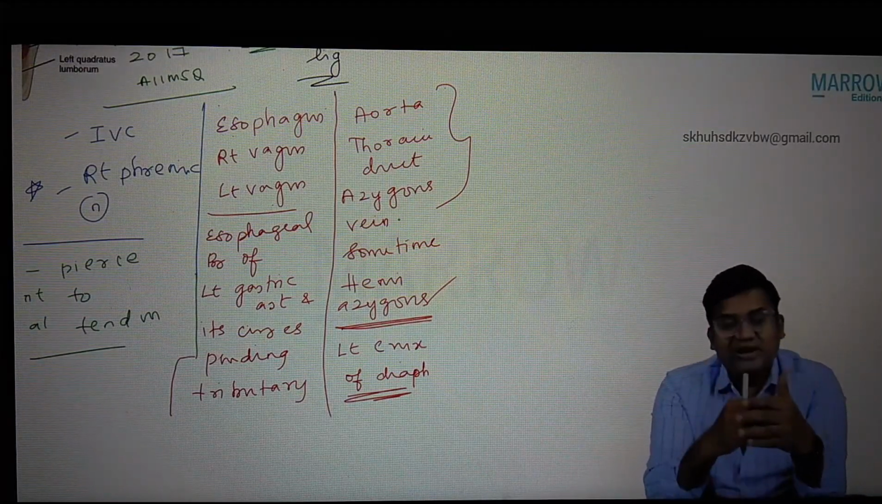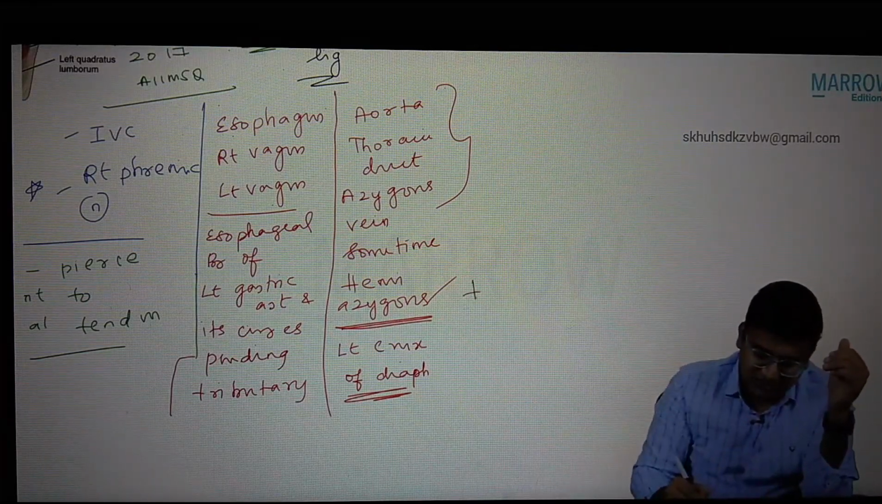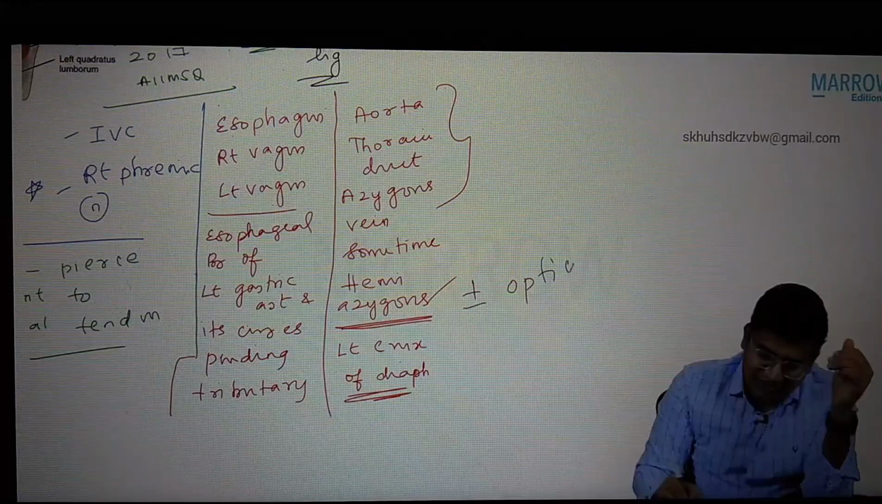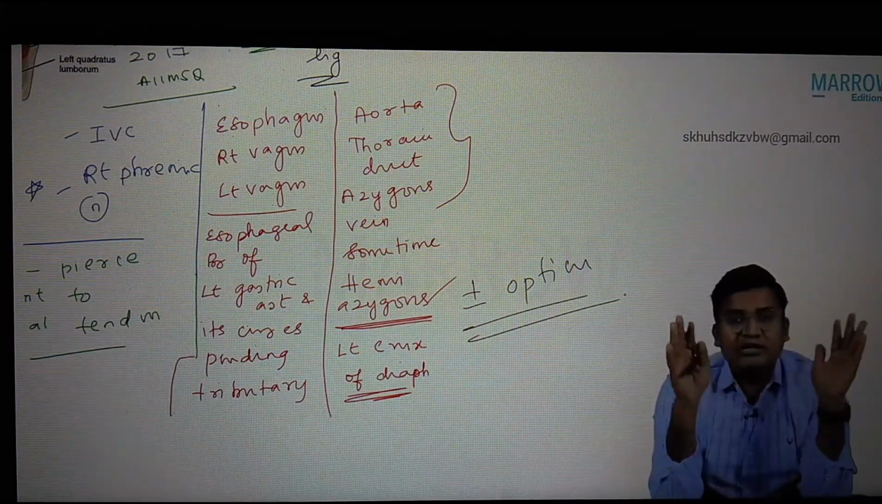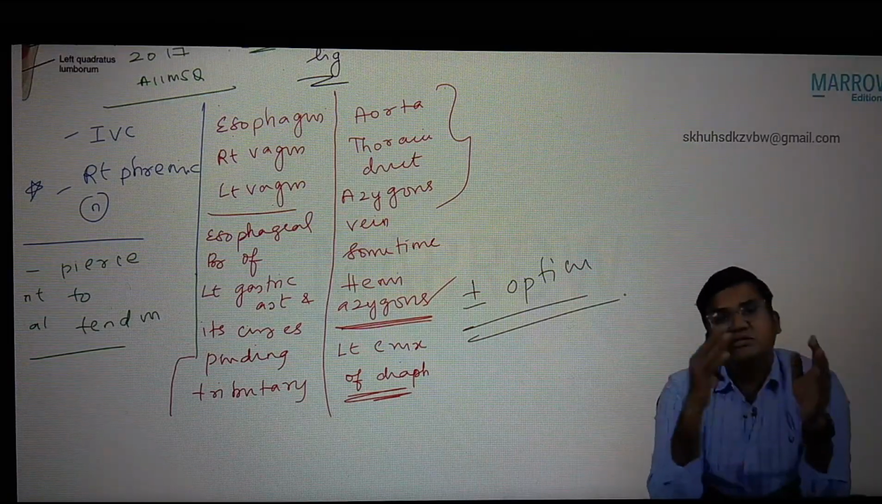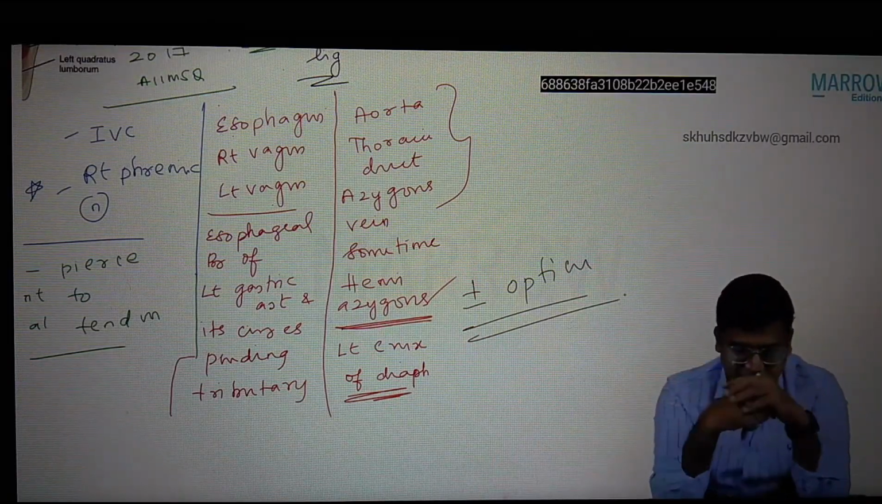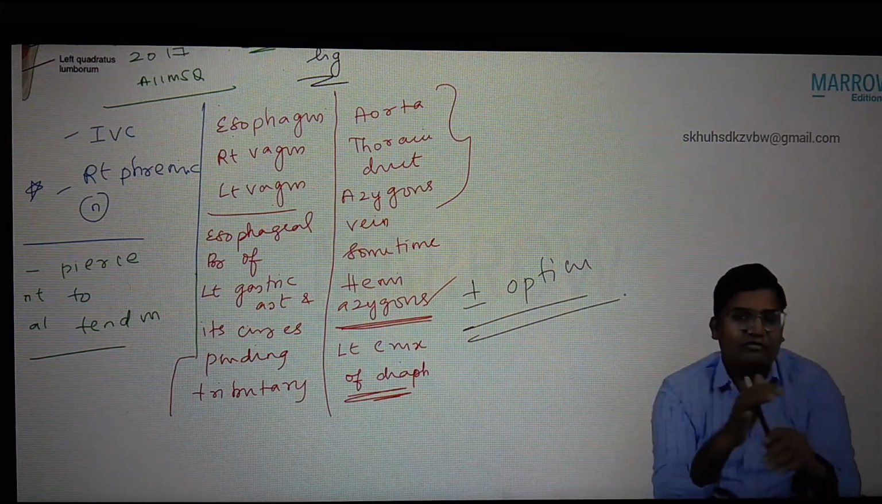So, keep the hemiazygos vein as a last option. Okay, as a plus or minus option. The hemiazygos vein is the plus or minus option. Depending upon the other options you have to choose. The hemiazygos vein usually passes by piercing the left crus of the diaphragm. Very rarely it passes through the aortic orifice. These are the structures passing through the major openings in the diaphragm.